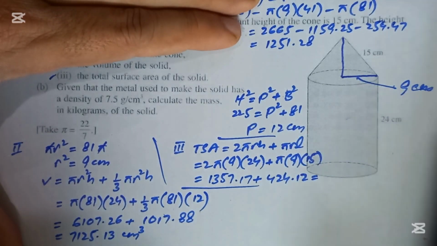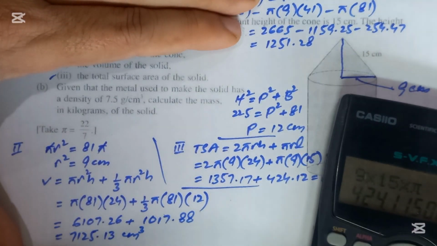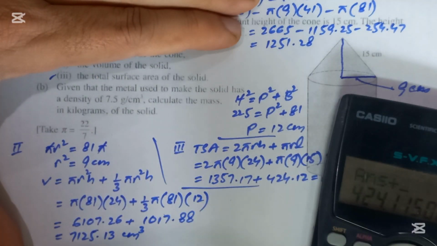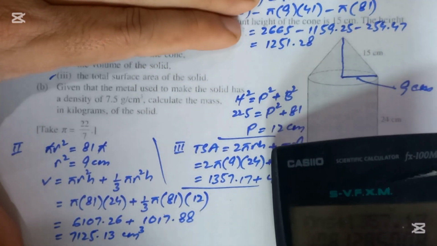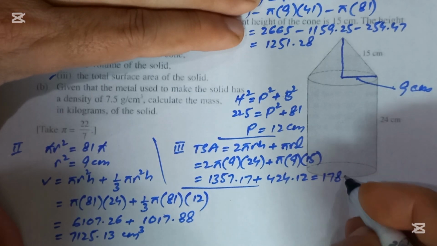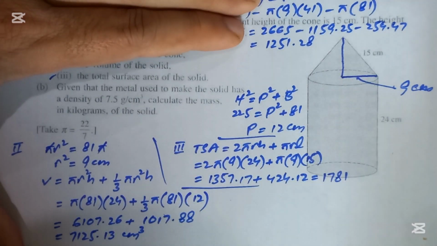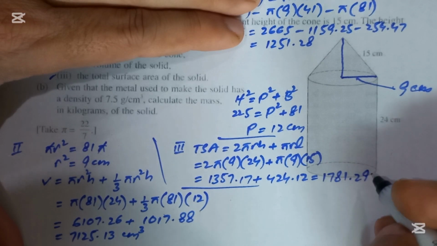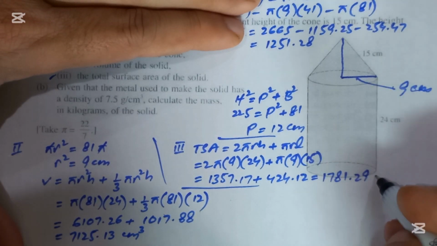Solve it on the calculator. 424.12 plus 1357.17. Answer is 1781.29. Unit will be centimeter square.